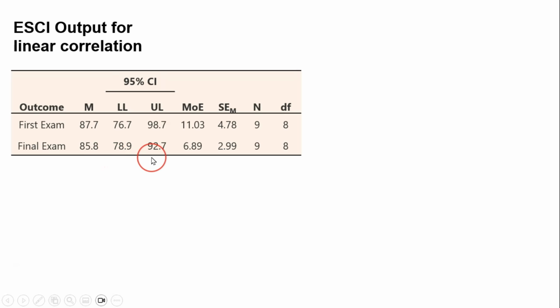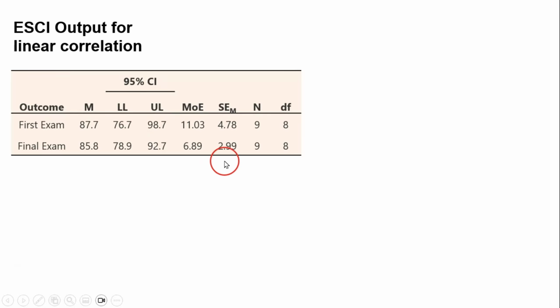There's our confidence intervals for the first exam and the final exam. There's the margin of error for each exam. You can note too on that first exam, the margin of error is fairly large there. And if you look at the confidence interval, you can see that the plausibility values range anywhere from a score of about 77 to 99. And so that's a pretty good size margin of error there, or variability in those plausible values.